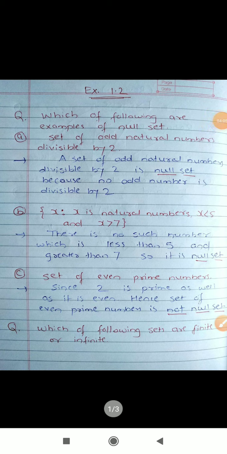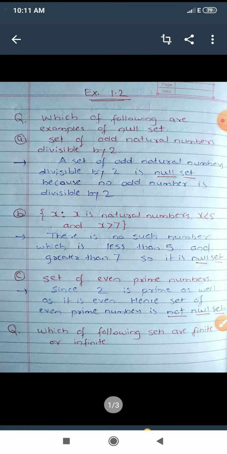Now the next question is, which of the following sets are finite or infinite? We have to tell which set is finite or infinite. A finite set is a set in which we can count the numbers. Okay, we can count the numbers present in the set. And an infinite set is a set having numbers which are not easily countable. Okay, so we will discuss this finite or infinite set and how to categorize them into finite or infinite sets.